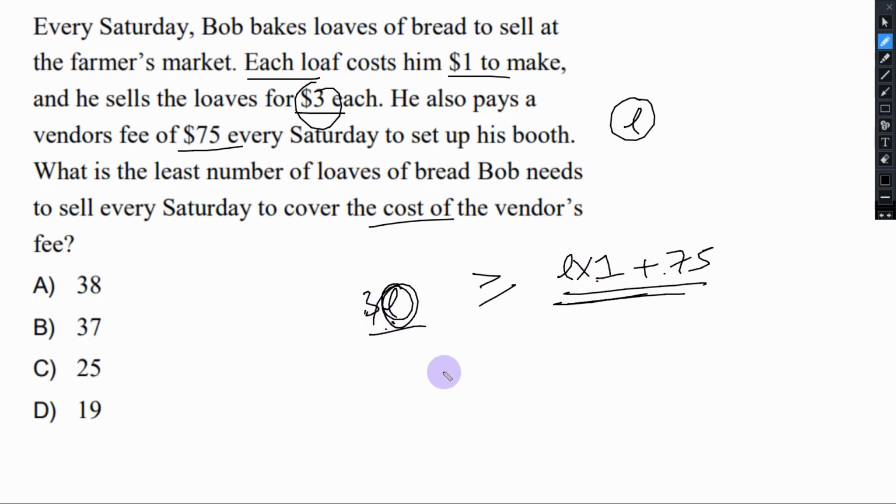So this L will go here and it will be 2L greater than or equal to 75, and then L greater than or equal to 75 over 2, which will be 37.5.